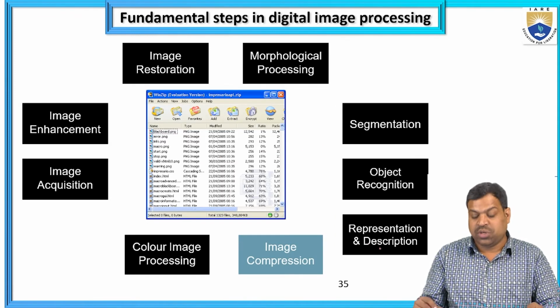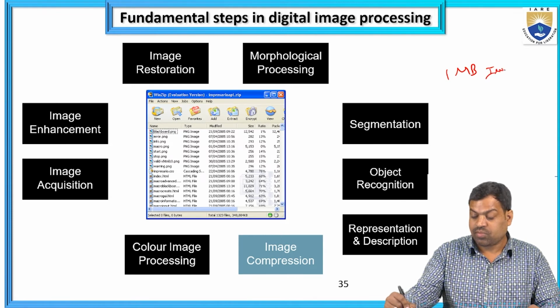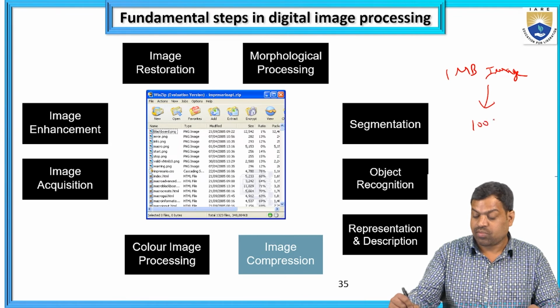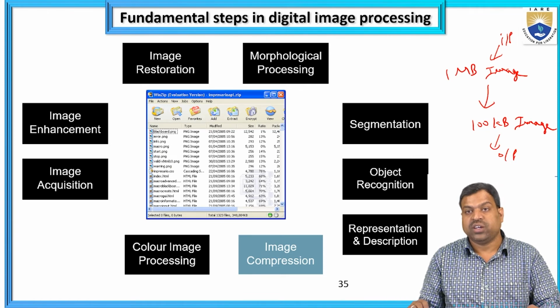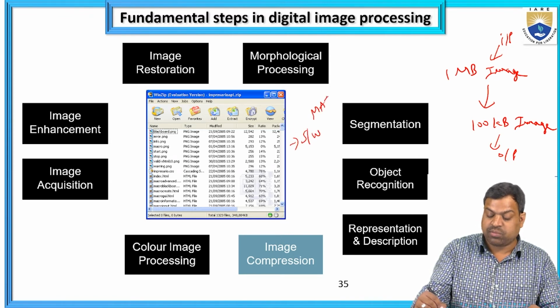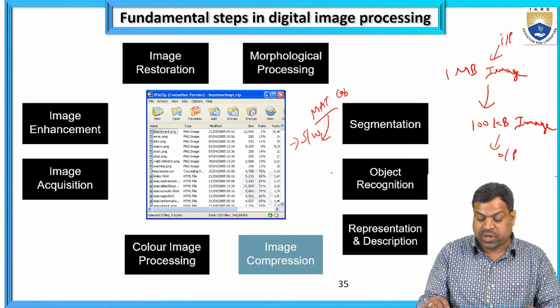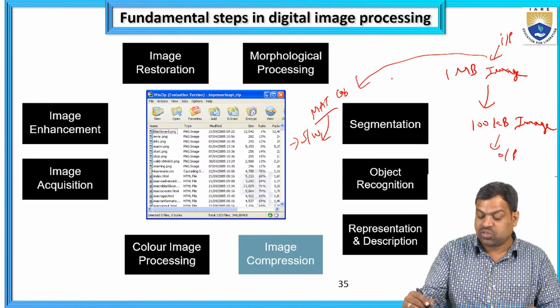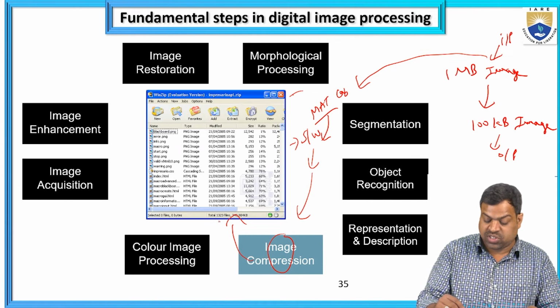Next, image compression. Suppose my input is a 1 MB image and my output is a 100 KB image. Is it possible? With the help of image compression, we are reducing the image. How is it possible? With the help of some software, for example MATLAB. In MATLAB, I'm uploading one image as the input. My requirement is image compression, and the output is a compressed image.